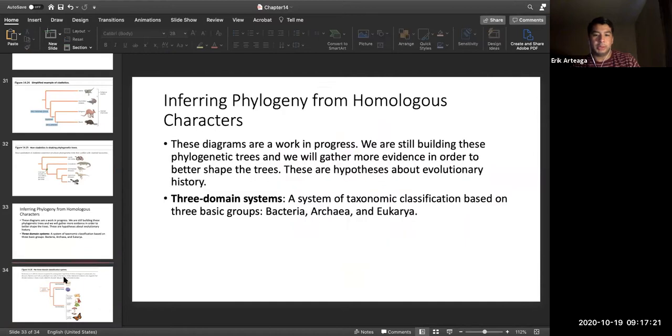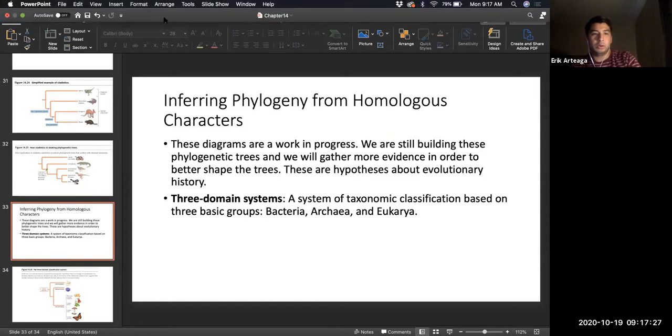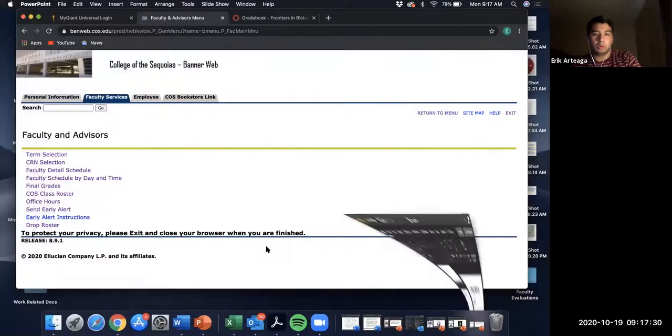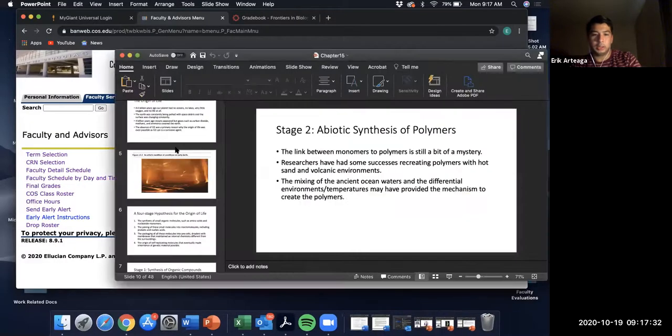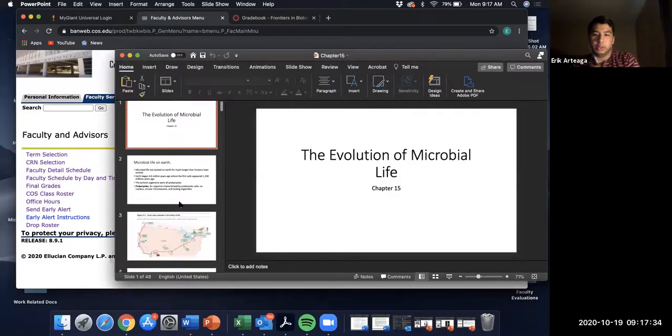Three-domain system. We talked about the domains: archaea, bacteria, and eukarya. Okay. All right, that's it for there. Let me see. One last slide. Evolution.